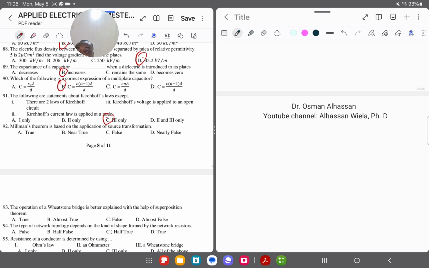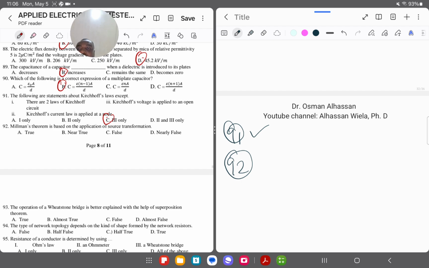Now, let's go to question. That was question 91. Okay, now let's move to question 92. Millman's theorem is based on the application of A. Millman's theorem is based on the application of source transformation. So we have A, true, B, nearly true, C, false, and then D, nearly false. So here the answer is going to be true.